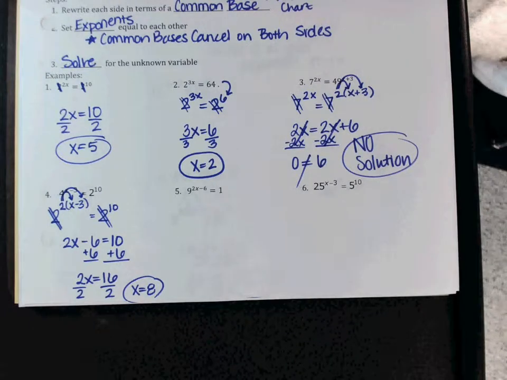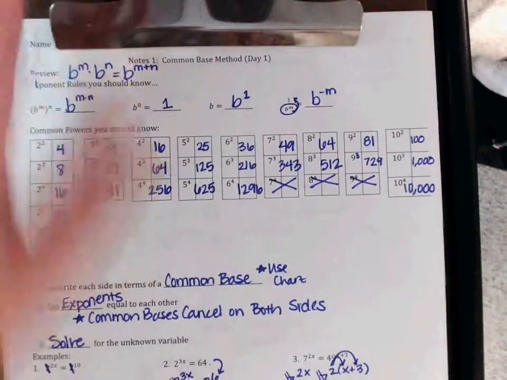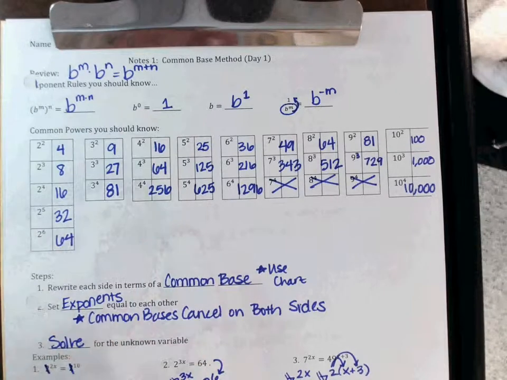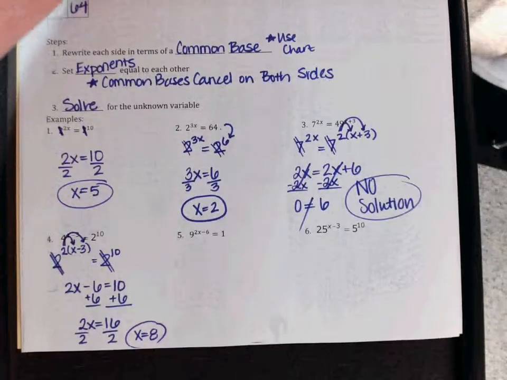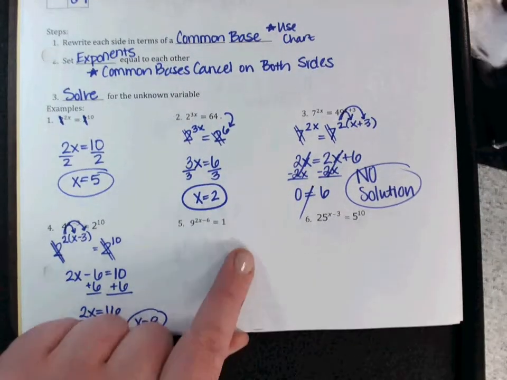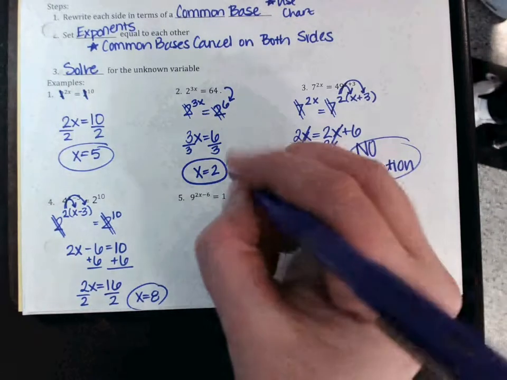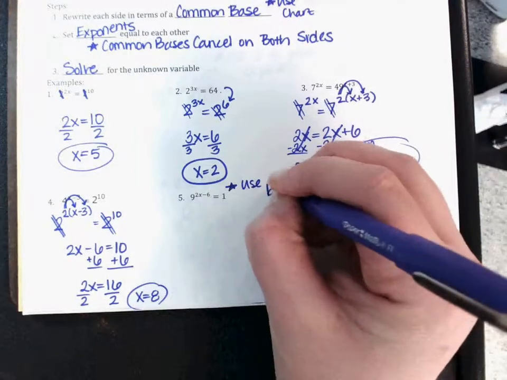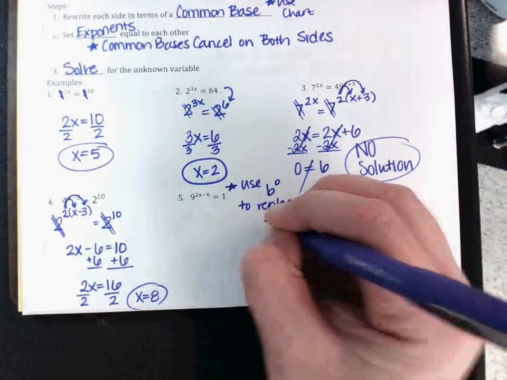Number 5, we're going to use one of our special rules. If I want this to be a 1, look back up to your rules here. If I want it to be a 1, what exponent do I need? A 0. Now, notice that this b can be any number. If I want to have a common base with the other side, what base do I need to use? 9. So watch, I'm going to use b to the 0 to replace a 1.